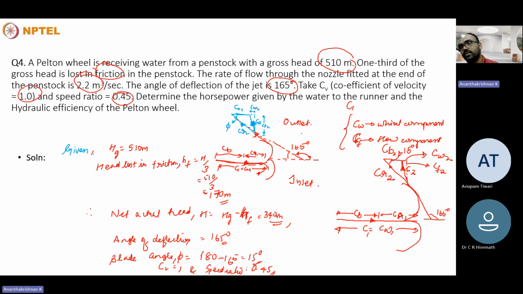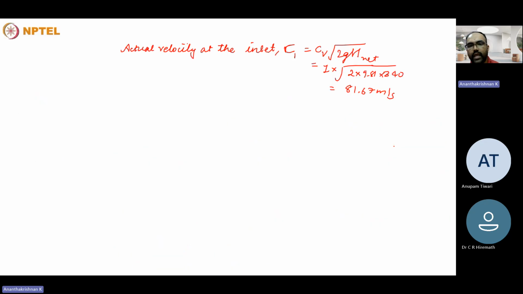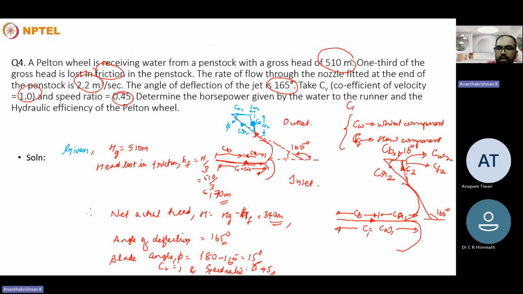So usually in these kinds of problems, you have to determine the whirl component of the velocities to determine the power. So just calculating the actual velocity is not enough. Once you calculate C1, we move forward to determine the whirl component of the velocity. For that, we need the blade velocity component. As you could see in the outlet triangle, the relative velocity and the blade velocity will give the actual velocity component. And we know the angle.